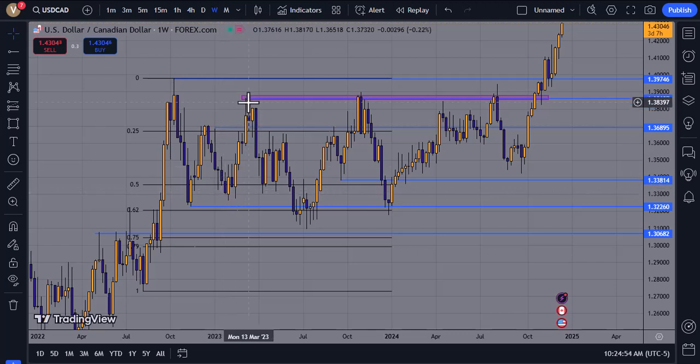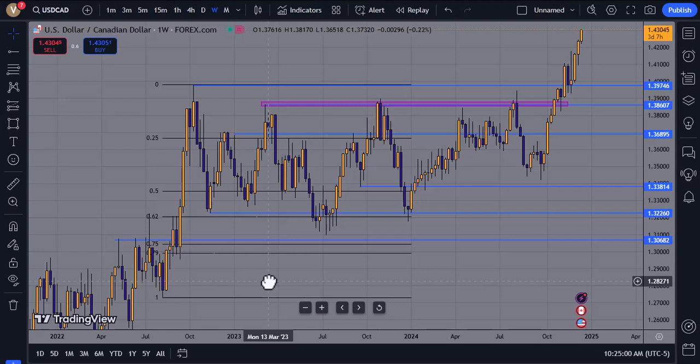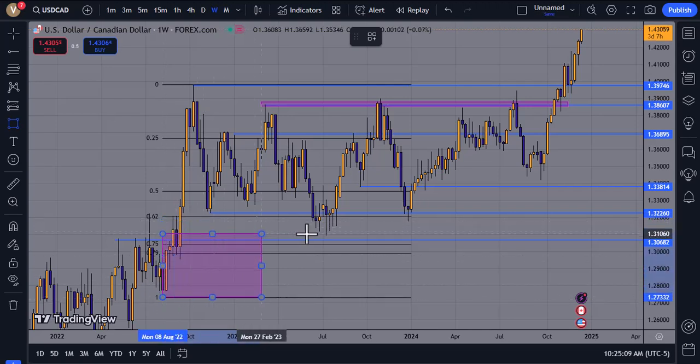Okay, so I believe you're on the same page right now. What happened is that we've marked out key levels. So what are we looking for? We're looking for price to come into this region between this and the 62% level.